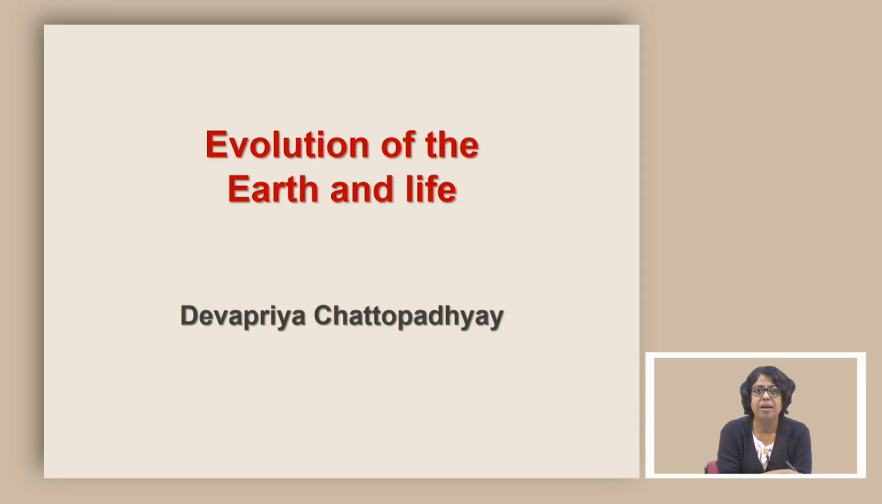Welcome to the course Evolution of the Earth and Life. Today we are going to talk about one specific mass extinction that took place 66 million years ago.